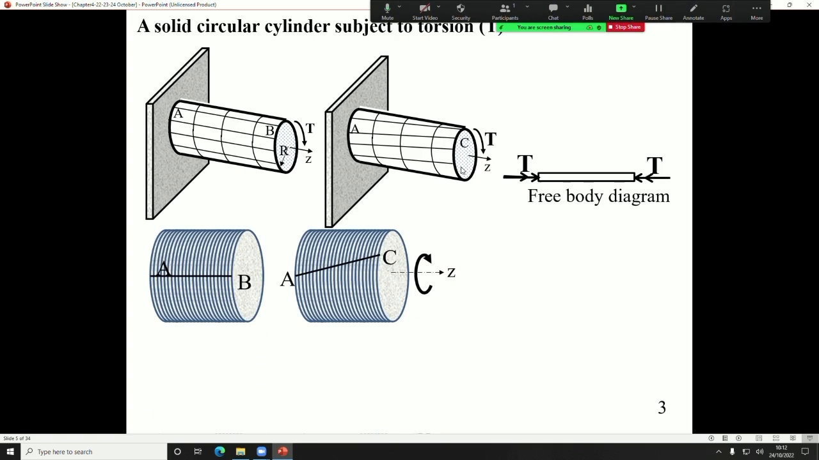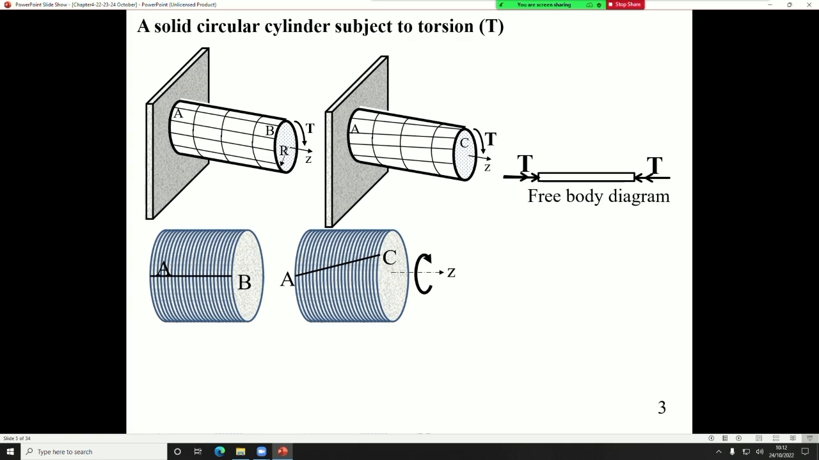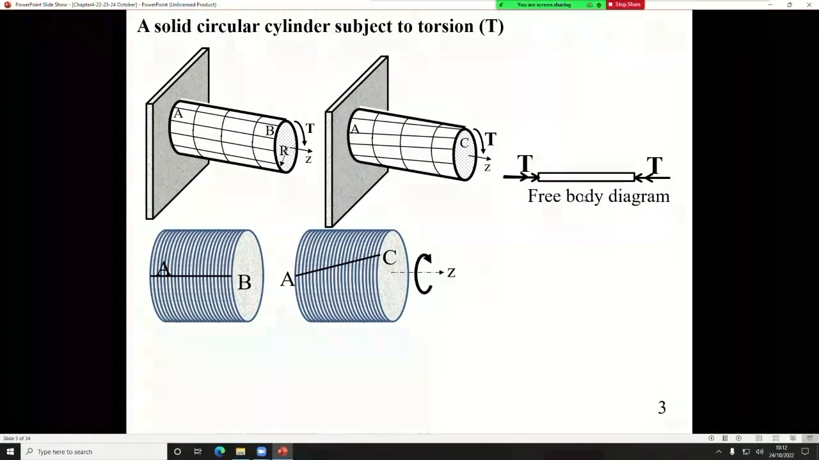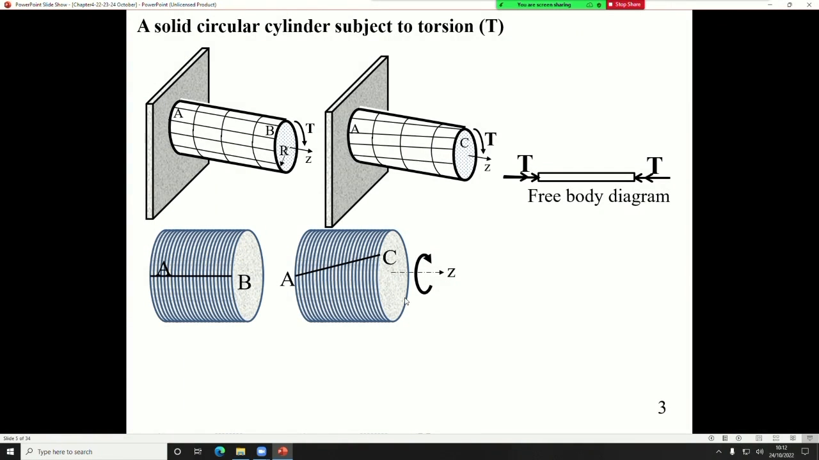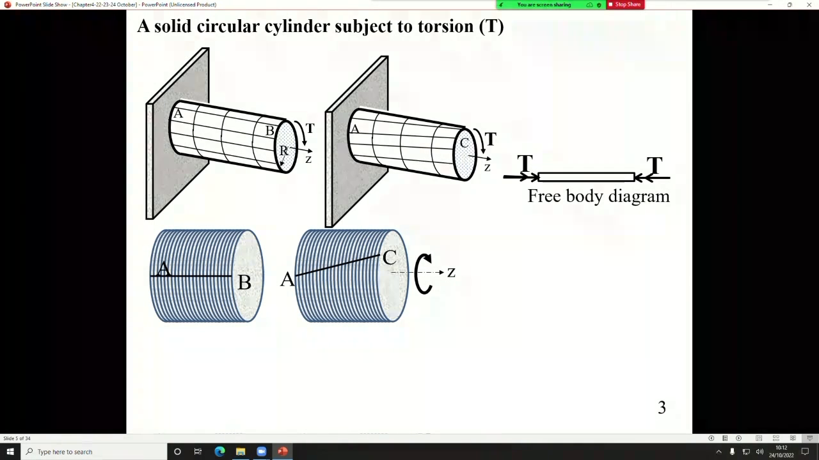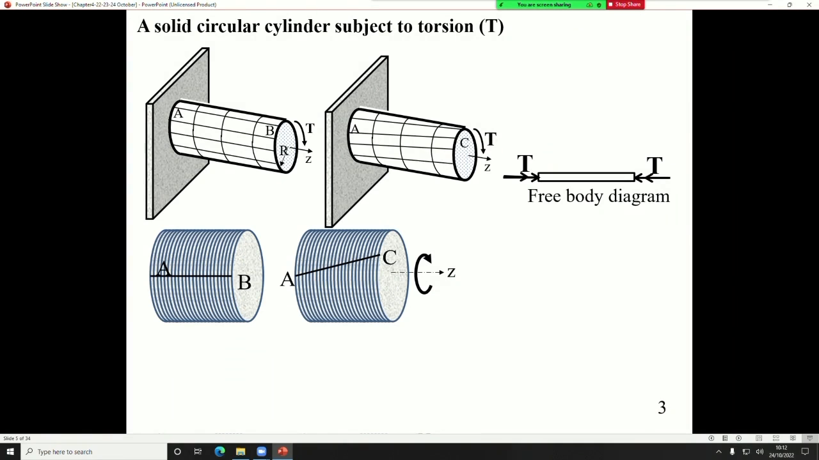Now I would like you to imagine this solid cylinder. We know it is isotropic and homogeneous, which we're analyzing. I would like you to imagine it's made of a series of very, very thin disks, which are tightly stuck together. Now, if I apply a torque at one side here, the first disk, in order to transmit rotation from one side to another, rotates, and it applies a shear force to the disk next to it.